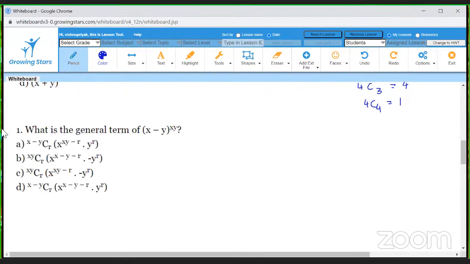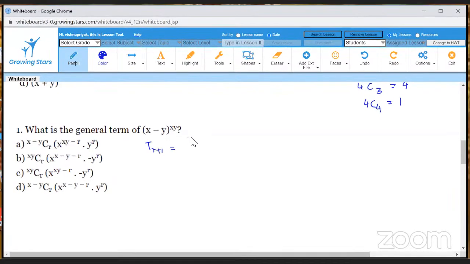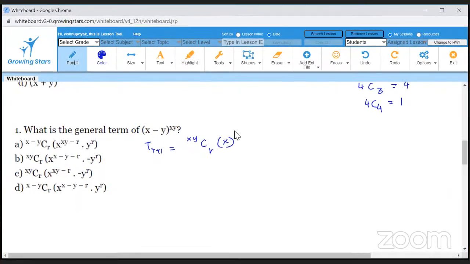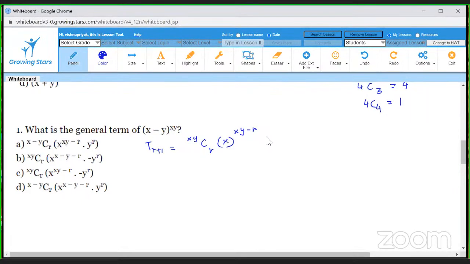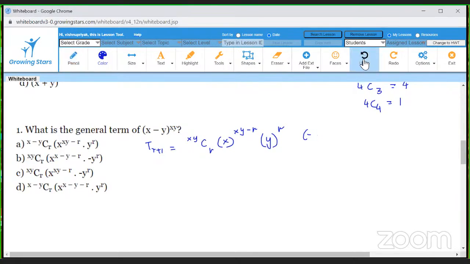What is the general term of x minus y power n? General term means Tr plus 1. nCr x power n minus r and then a power r. But there will be minus 1. If you want to avoid minus 1, what you have to do is for y itself, you have to take minus.